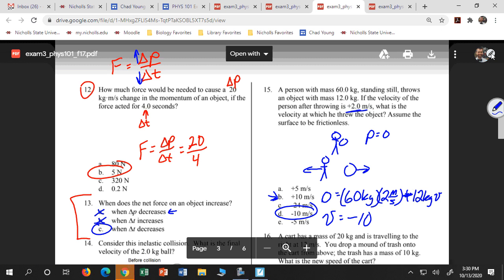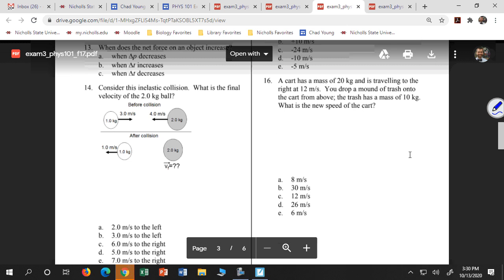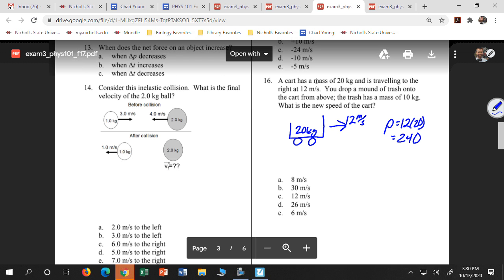You will see a problem, like number 16 as well, where I'm not ejecting something, I'm actually changing the mass. And if I change the mass of an object, that doesn't change the momentum, but it will cause the speed to change in response. So if a cart has a mass of 20 kilograms and is traveling to the right at 12 meters per second, that's the initial. And so my momentum in this case is equal to 12 times 20, or 240.